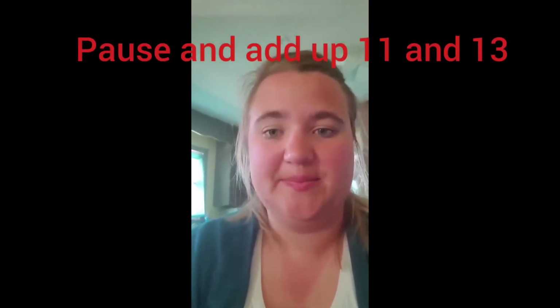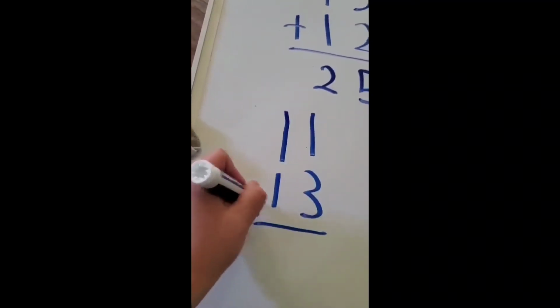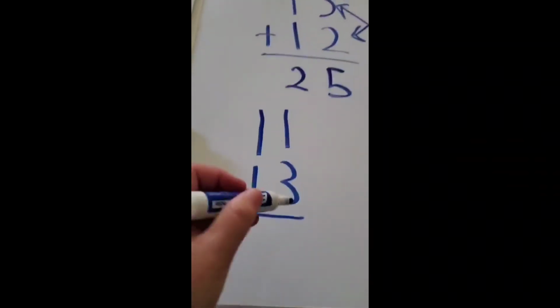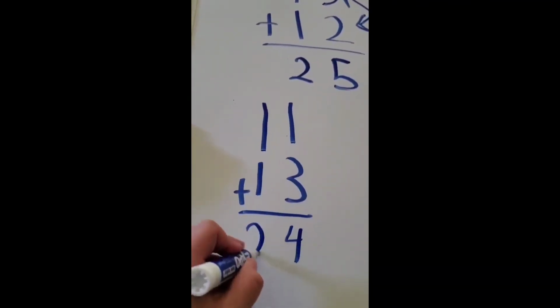Okay, so now I'm going to have you try it, okay? So get out your piece of paper, and I want you to add up 11 and 13, okay? Put the 11 first and then the 13, okay? So pause the video right now and add up 11 and 13. All right, 11 and 13. Okay. 3 plus 1 is 4, and 1 plus 1 is 2.